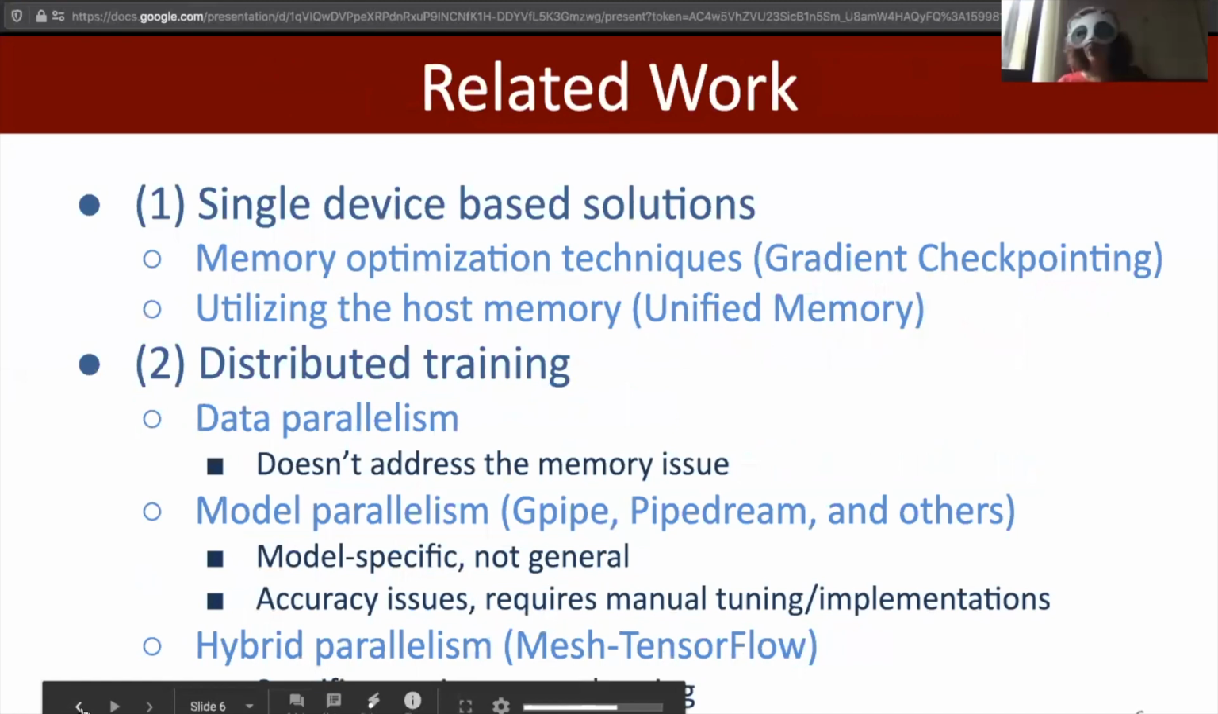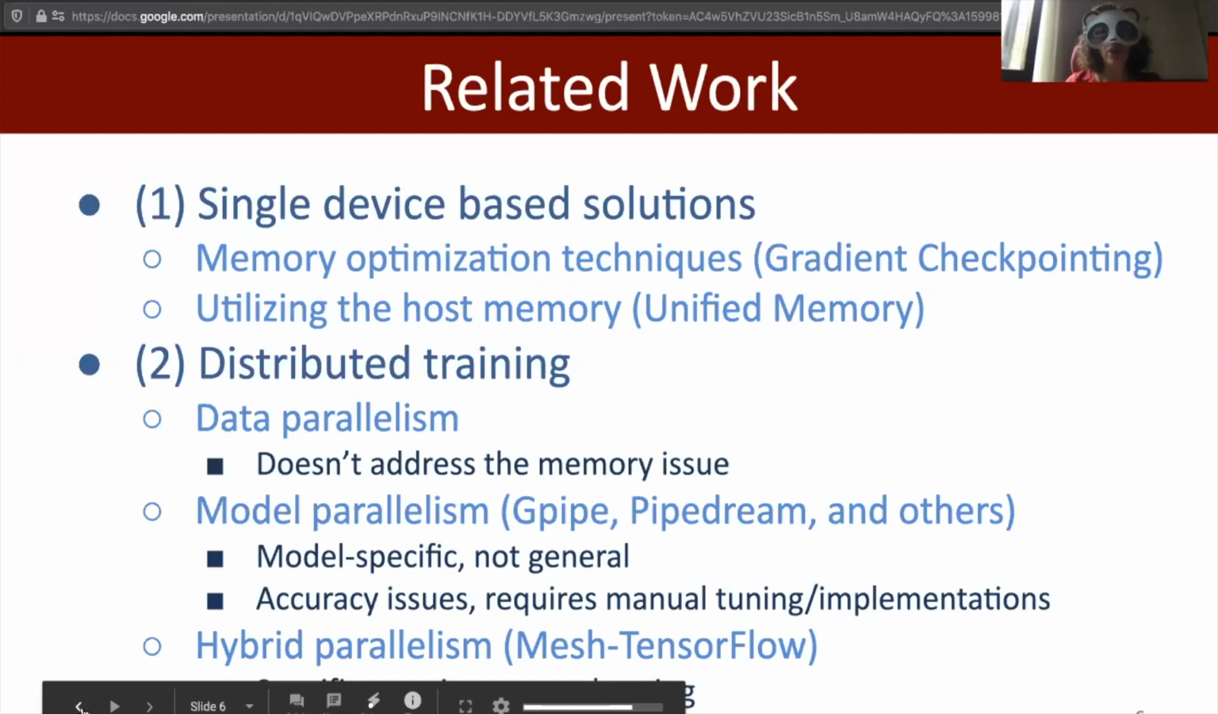If you look at related work, there is actually plenty of work focusing on memory-constrained DNNs. And there are some single device-based solutions. In the single device-based solutions, they tend to target memory optimizations, like reducing how much data a model occupies. One popular one is gradient checkpointing. In scientific computing or HPC, this basically translates into redundant recompute.